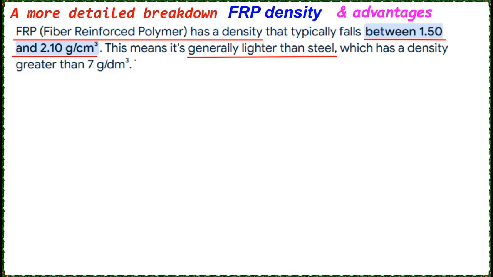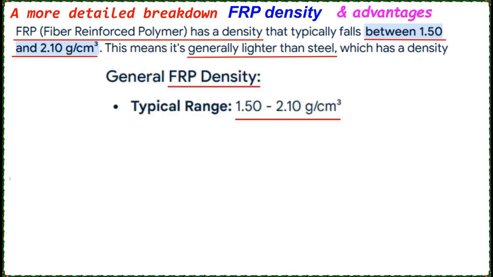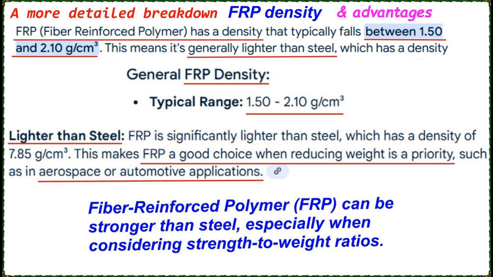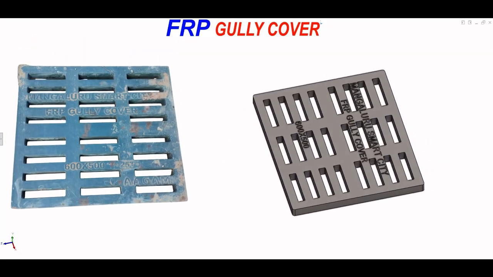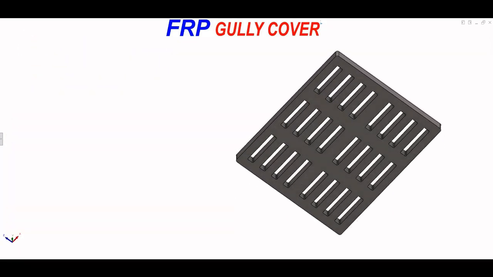A more detailed breakdown on FRP density. Typical range is 1.5 to 2.1 gram per centimeter cube. And the big advantage, FRP is lighter than steel and could be stronger than steel as well. So FRP is a good choice when reducing weight is a priority. Pre-visualizing the final 3D design with the real and actual pic.